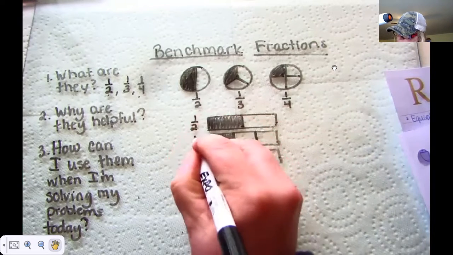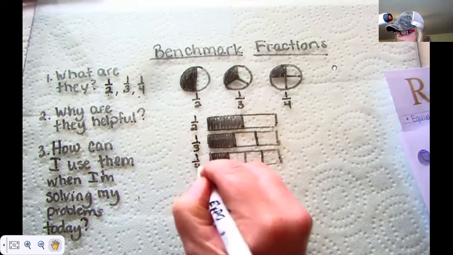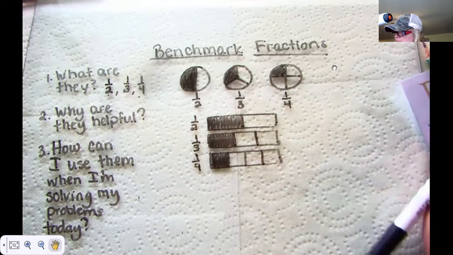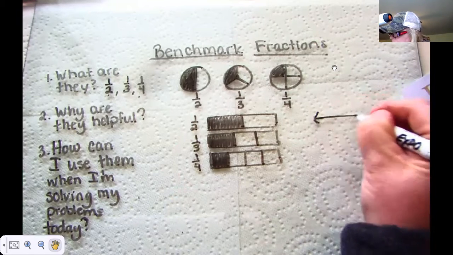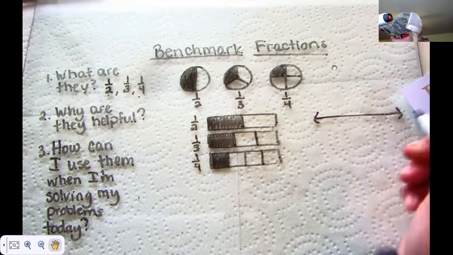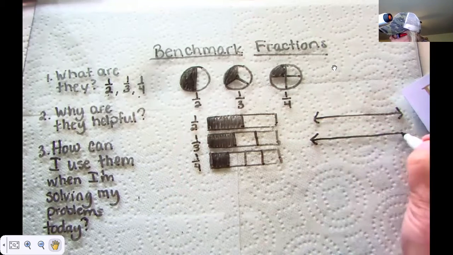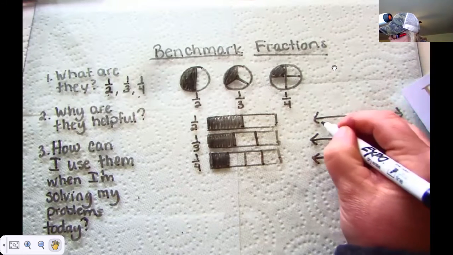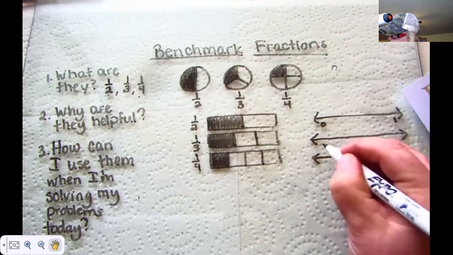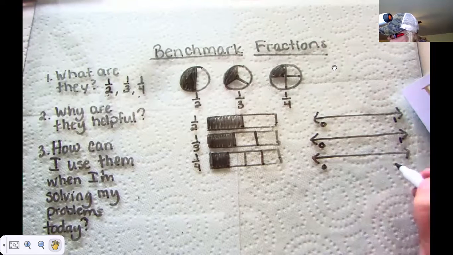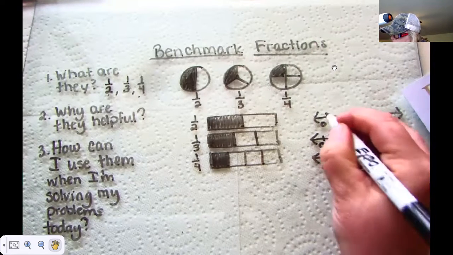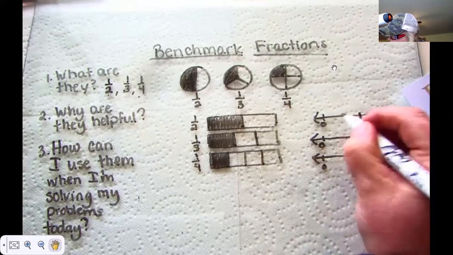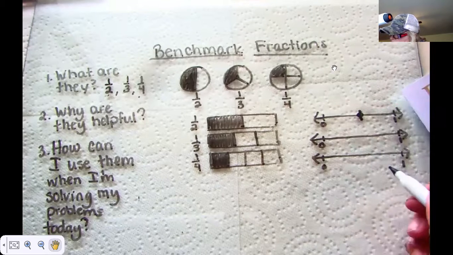1/2, 1/3, 1/4. Okay, and then if I want to do this on a number line, here's 0 to 1, 0 to 1, 0 to 1. There's my 1 whole. Okay. And I'm going to break my 1 whole into halves. I'm going to identify, there's 1/2.